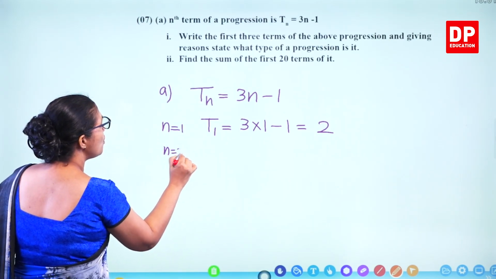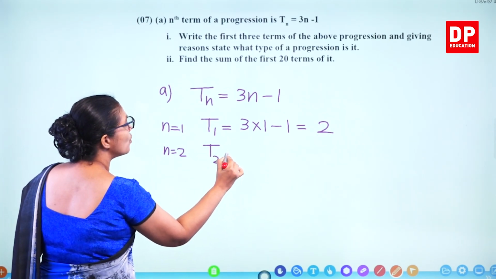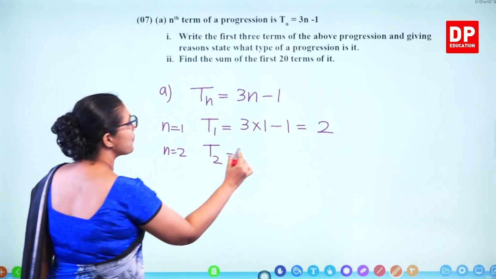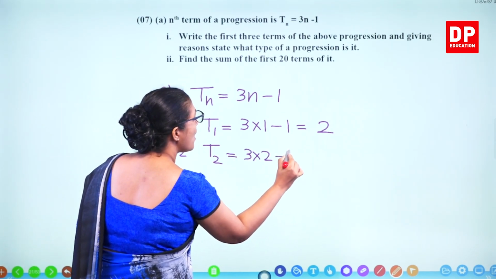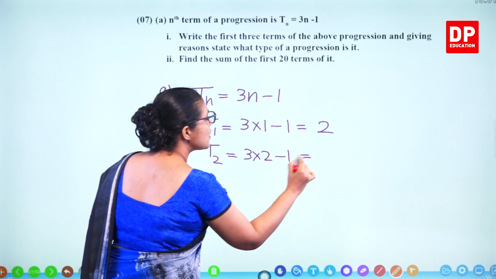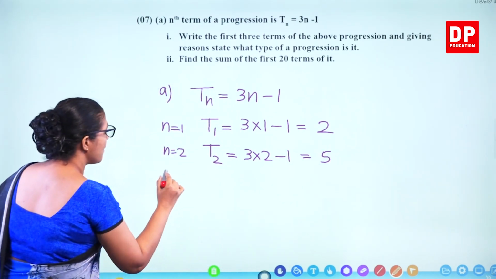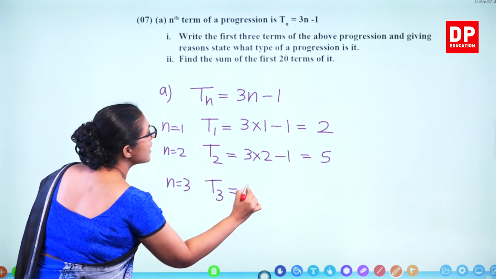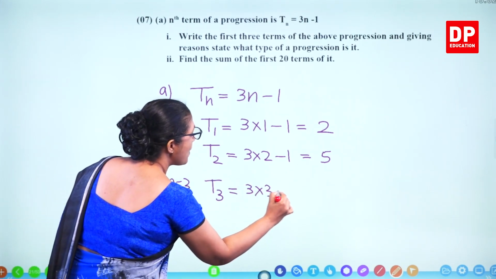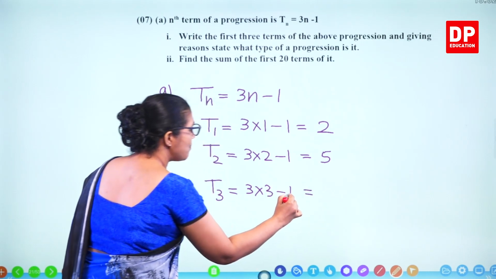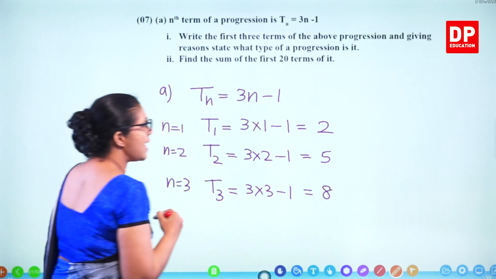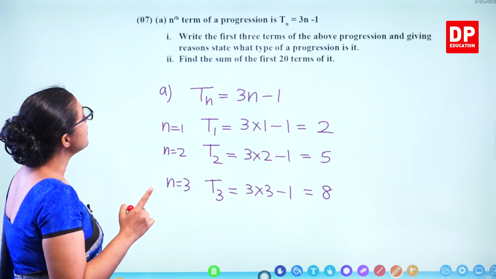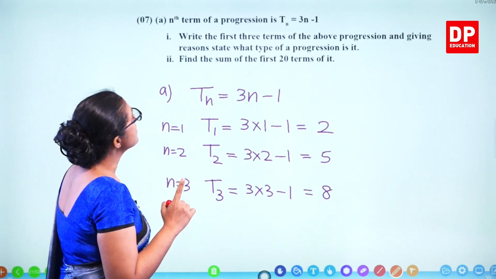N equals 2, that's T2, the second term: 3 times 2 minus 1, 6 minus 1, you get 5. N equals 3, T3, that's 3 times 3 minus 1. You get 9 minus 1, that's 8. So you get the first 3 terms.